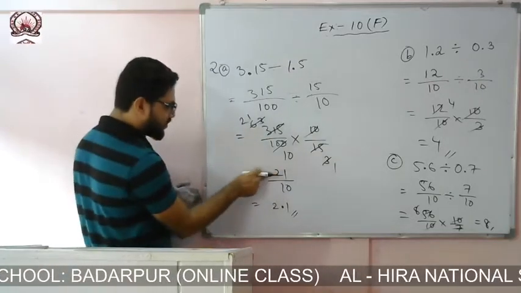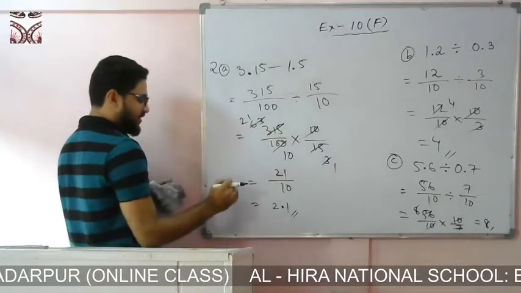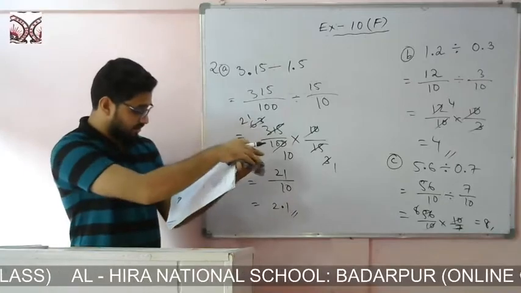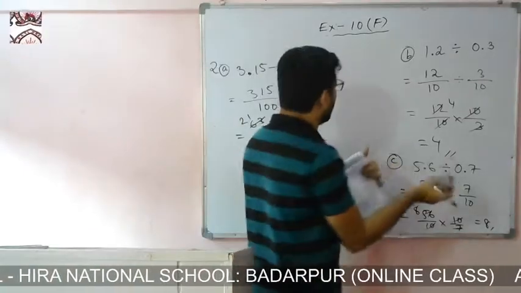If 2 zeros, then before 2 digits. If 3 zeros, then before 3 digits. Okay. So that is the answer. Now come to B.